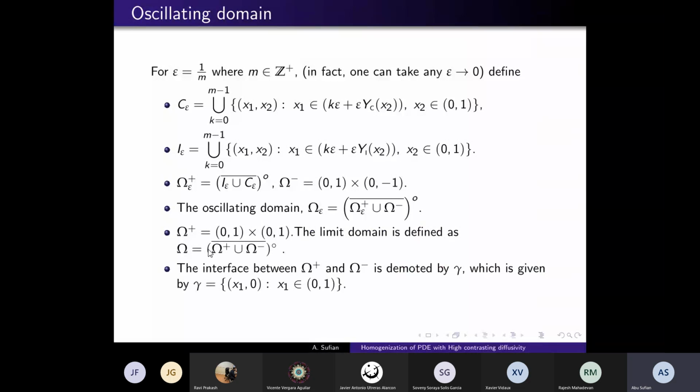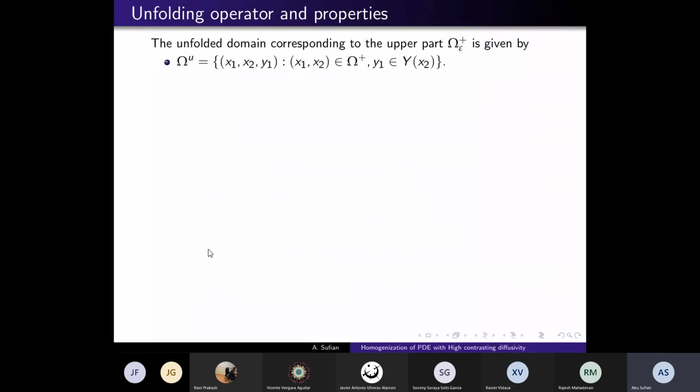The interface between omega plus and omega minus I'm denoting by gamma, where gamma is given by the collection of all (x1, 0) such that x1 belongs to (0, 1). Now, in order to do analysis in this kind of domain, we're going to use the unfolding operator. To define the unfolding operator, we have to fix some notations.